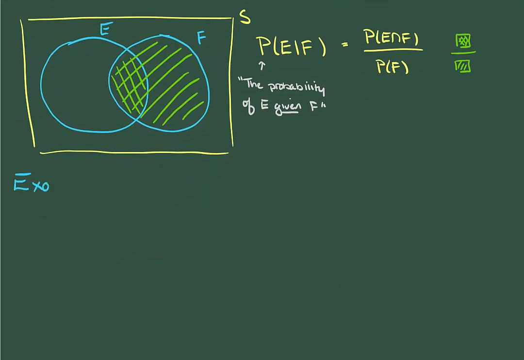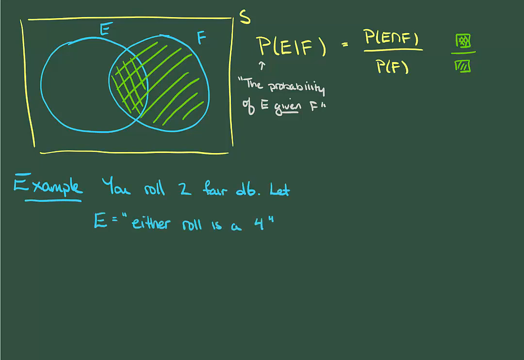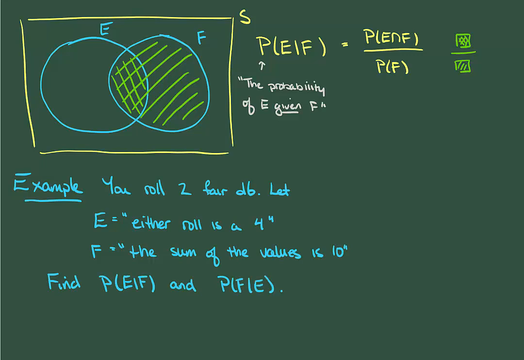As an example, let's return to our classic 2-fair D6 scenario. Let's let E be the event that one of the dice rolls is a 4, and F is the event that the sum of the values is 10. Let's find the conditional probabilities of E given F and F given E.